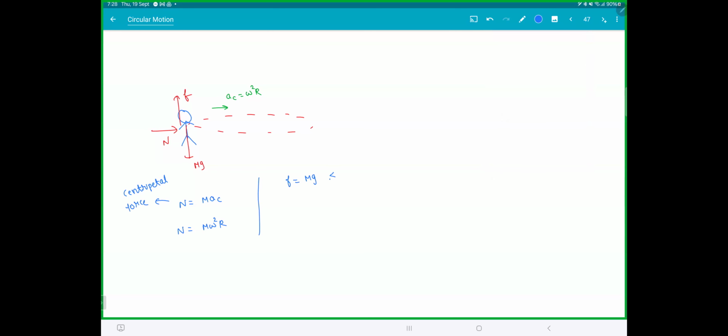But we know friction value is always less than or equal to mu into N. So mg is less than or equal to mu m omega square r. Therefore, omega must be greater than or equal to root over g by mu r. This is the minimum speed. If you go at least with this much speed, you are safe. Anything more is also fine.